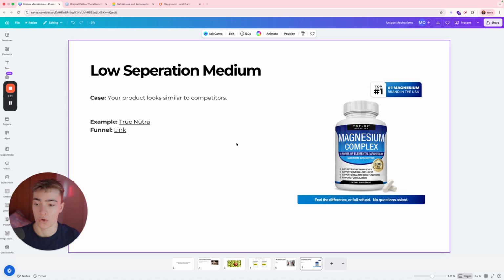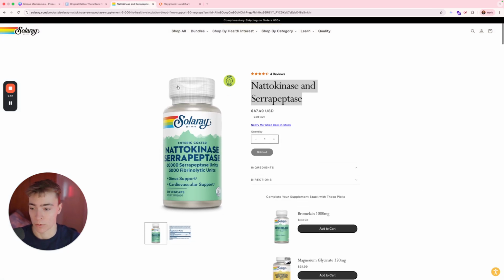And I wanted to show you what copy can look like when you have a unique mechanism for a product. So I just pulled up a random supplement, and I actually asked Claude to write copy for an offer for a different, random supplement. So give me this one.